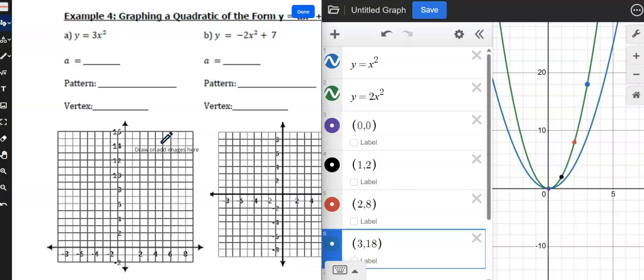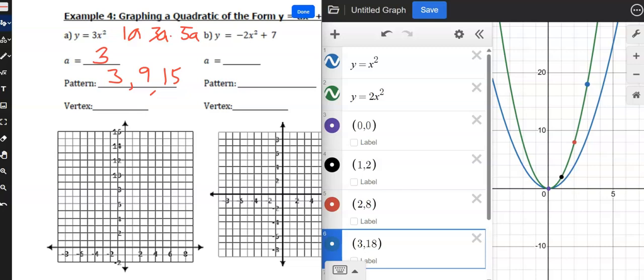Okay, so let's see here. I know that the a value is 3. If I use the 1a, 3a, 5a, that's going to be 3, 9, and 15. Now, sometimes you can't get everything on the graph. Maybe you get the 1a and the 3a, but not the 5a. Okay. Now, what are we starting at vertex-wise?